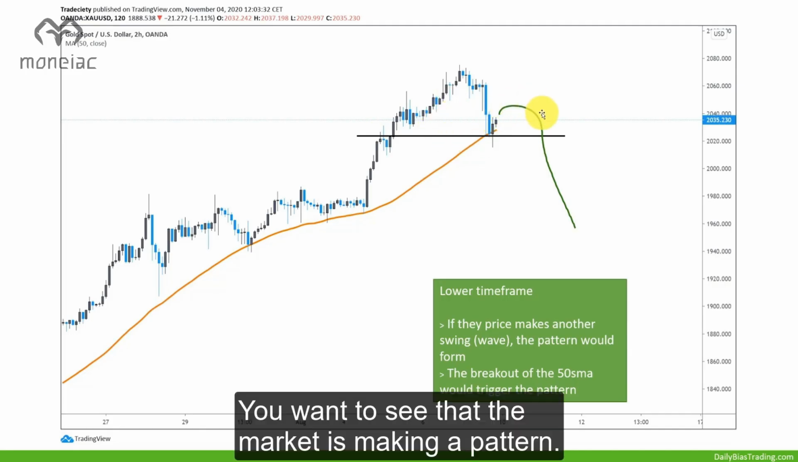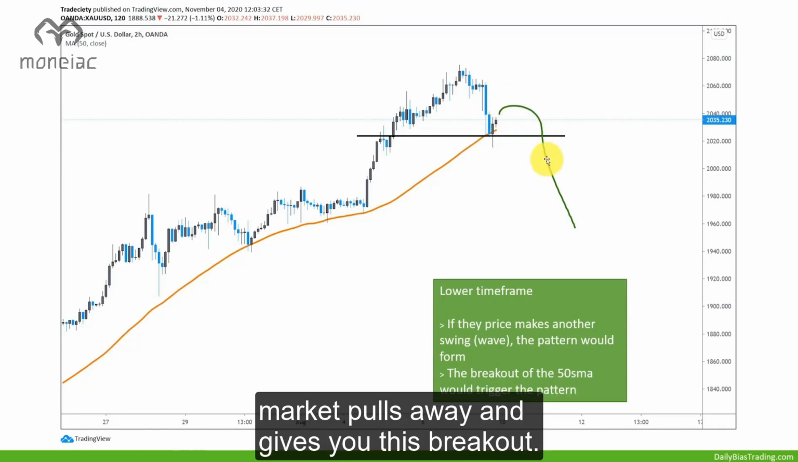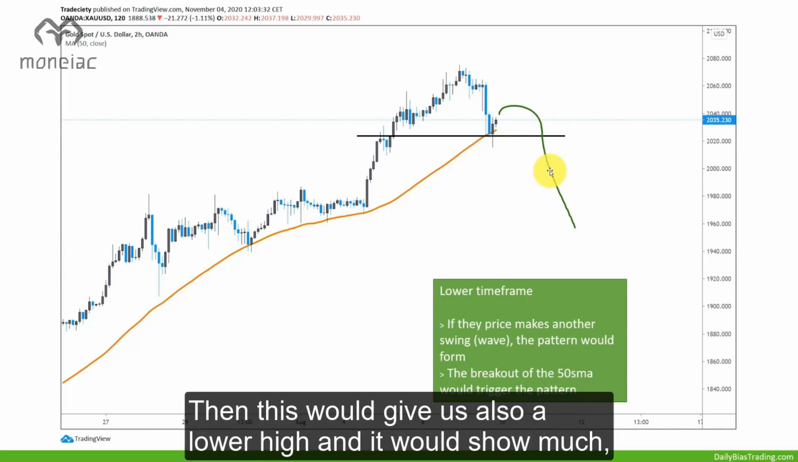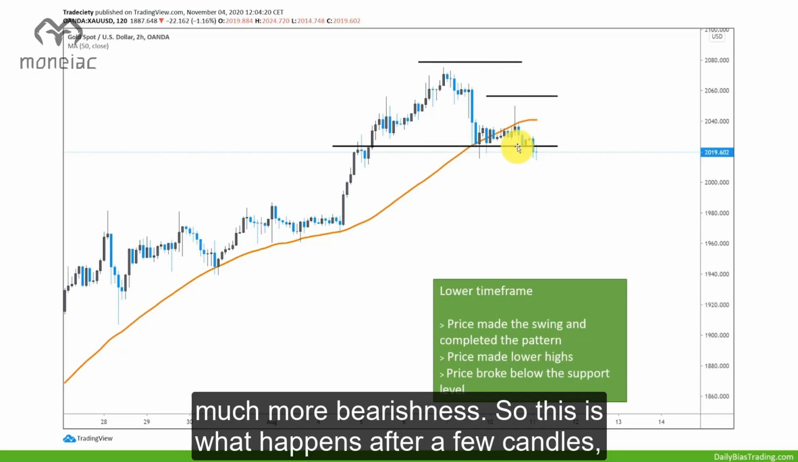You want to see that the market is making a pattern. It is really confirming here that the level is strong, and you can see if the market pulls away and gives you this breakout, then this would give us also a lower high, and it would show much, much more bearishness. So this is what happens after a few candles.